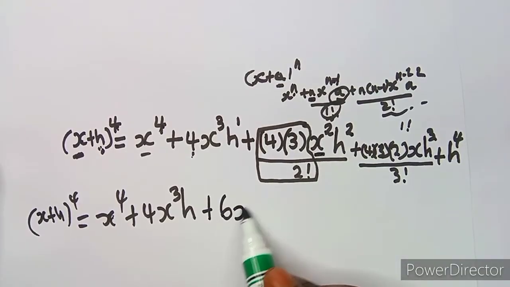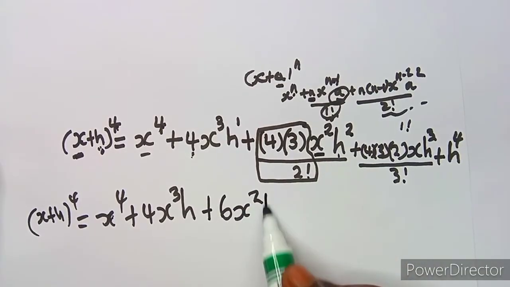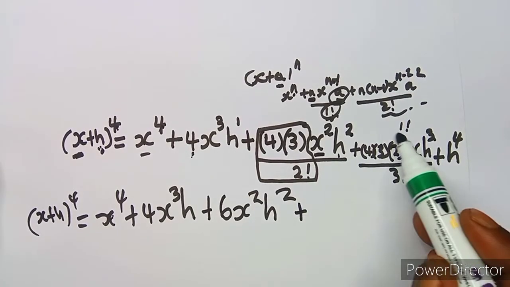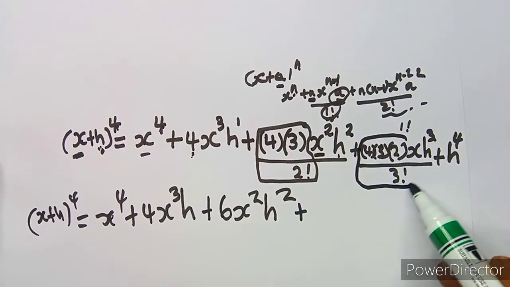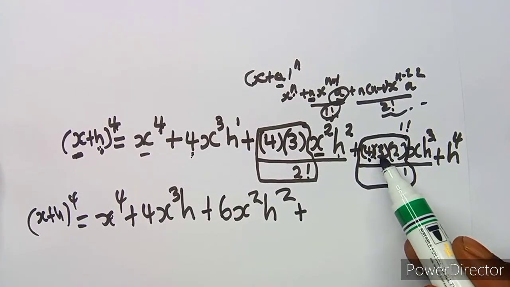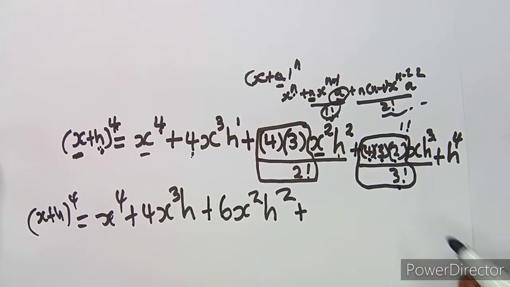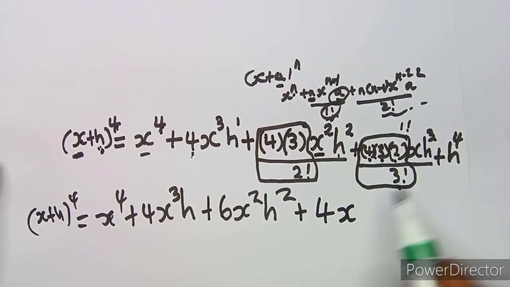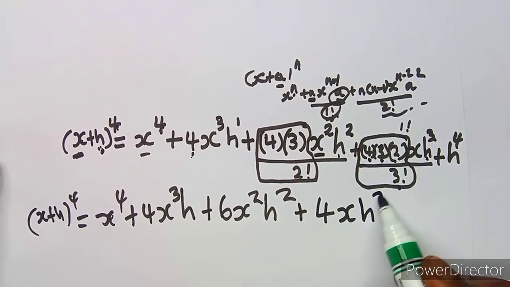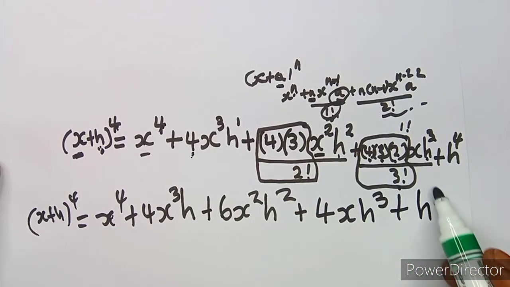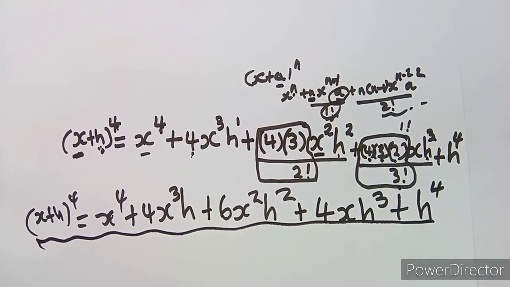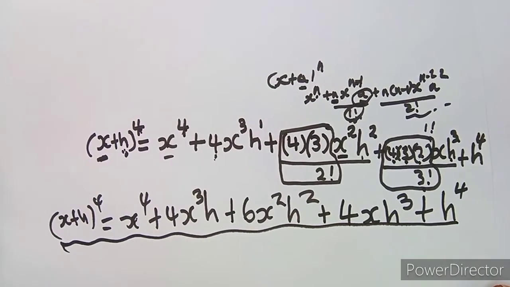This one is going to remain x squared h squared, okay? Plus, you do the same. Use your calculator to simplify this part here. 4 times 3 times 2 over 3 factorial, okay? So you're going to obtain 4, which is x and h to the exponent of 3, plus the last term, which is h to the exponent of 4. All right, so this is what you're going to have at the end.